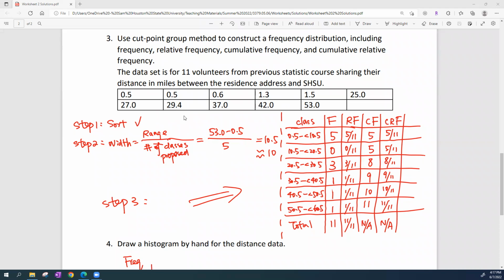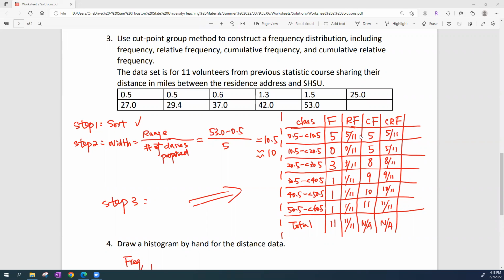And step two, we want to calculate the width. So the width equals range divided by the number of classes preferred. So for this one, it's only 11 numbers, which is not a lot. So we can go something low, right? So 4 or 5 classes. I think from the lecture notes, we have an example of 4. So for this one we propose 5 classes.